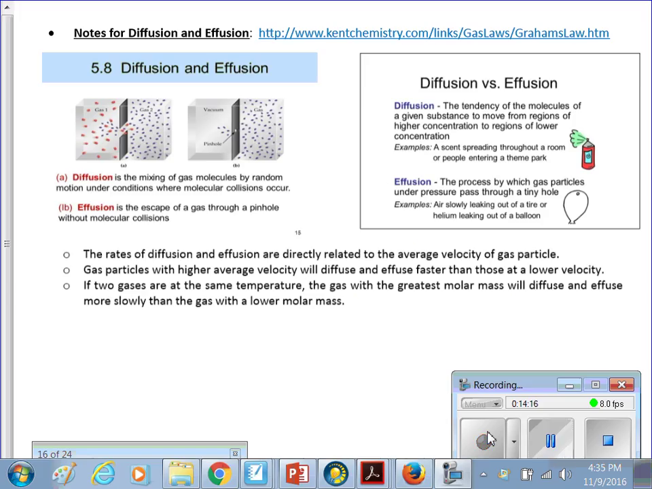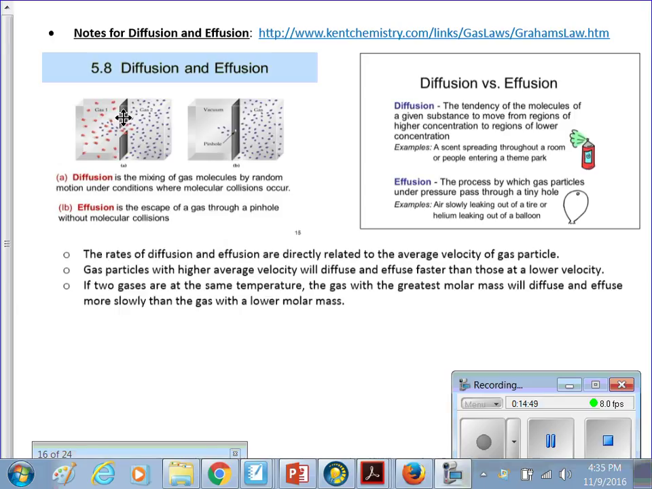Okay, so the next thing we're going to talk about is how gases move from one area to another area. And I'm sure in biology you talked about concentration gradients and transport. So this is somewhat similar. There are two terms that both result in a net movement of gas molecules or particles or atoms, but they're slightly different in what specifically is happening. So we have diffusion and effusion.